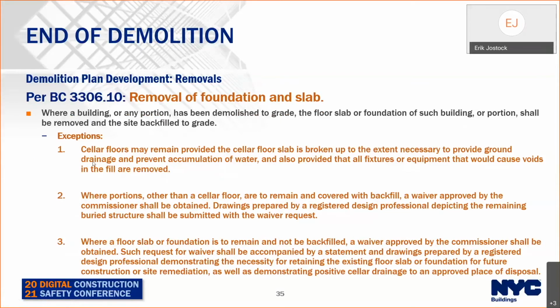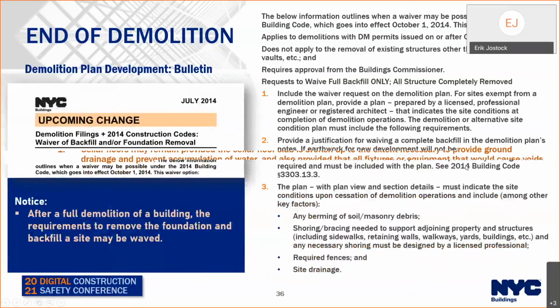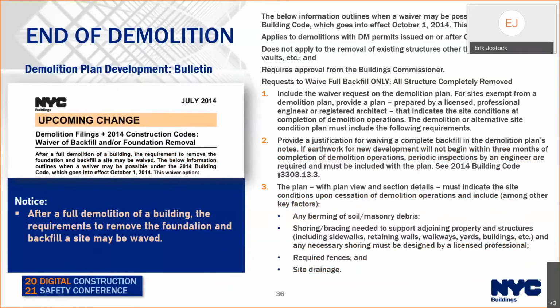Okay, so this is the code section that tells you at the end of demolition, here's what the site has to look like. Everything has to be removed. Site has to be cleared and backfilled. So this used to be a variance request that we would get. Then the department issued this industry notice. And what this changed is instead of submitting a CCD1 to waive full backfill or to waive foundation removal or slab removal, this can be done with a series of notes on the plans. And this notice walks you through those different scenarios.